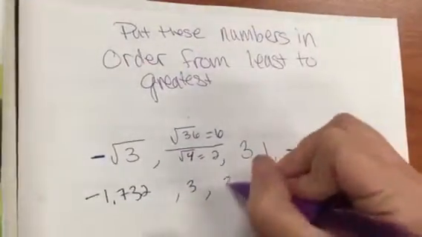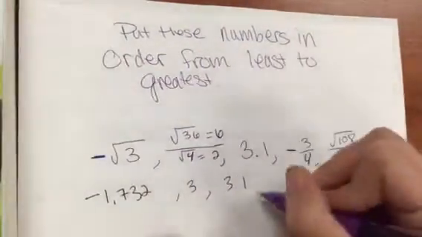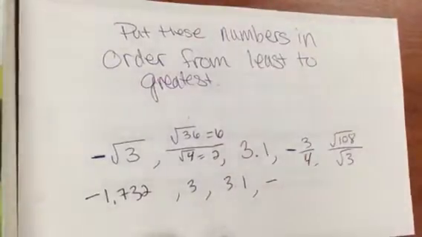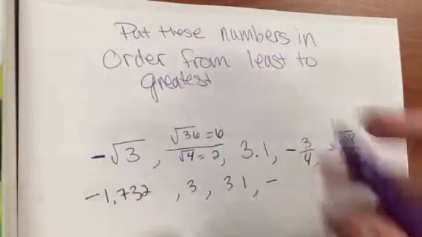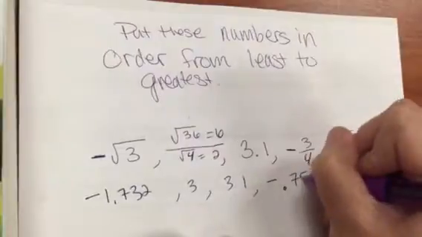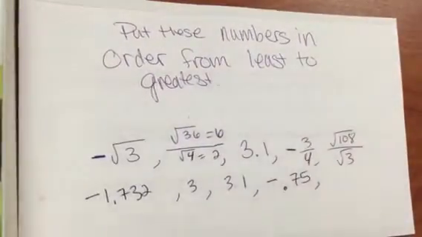Then we've already got 3.1 as a decimal. Then we have negative 3/4, which again, is something you should know automatically. Negative 0.75. That one scares me, Miss Green. I don't think I know the square root of 108 because it's an irrational number.